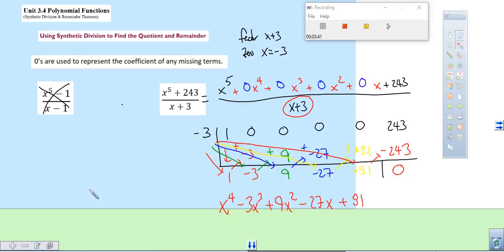And just as a side note, your remainder theorem. If you did your remainder theorem, remember that means that f of -3 would be equal to 0. In this case, this would be one of our zeros.